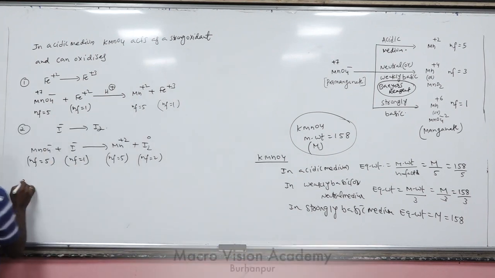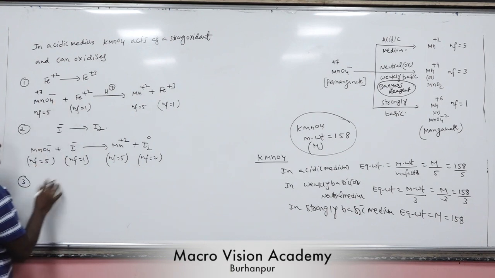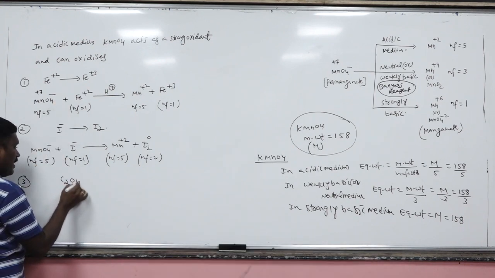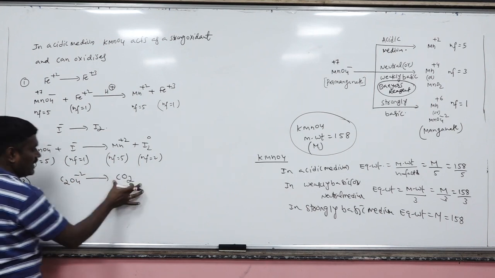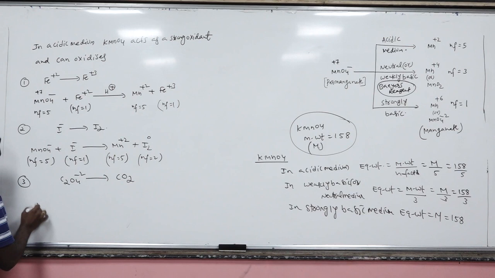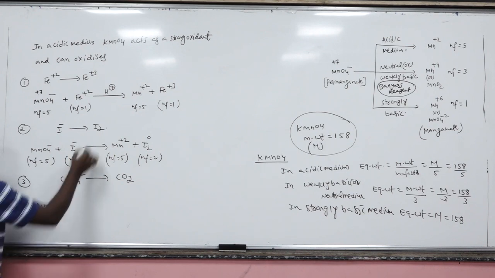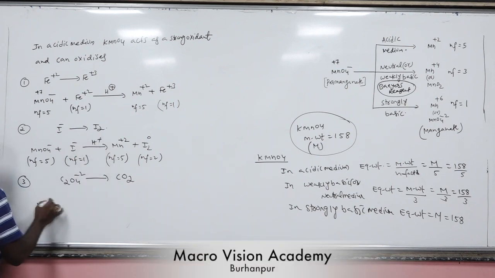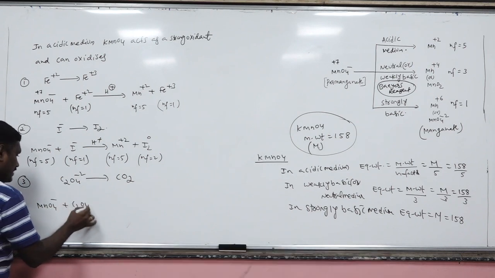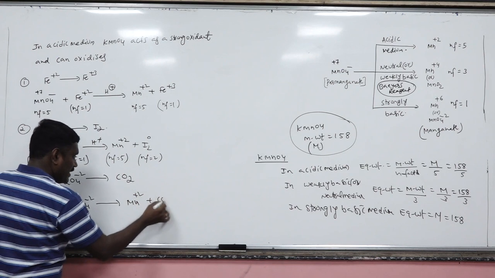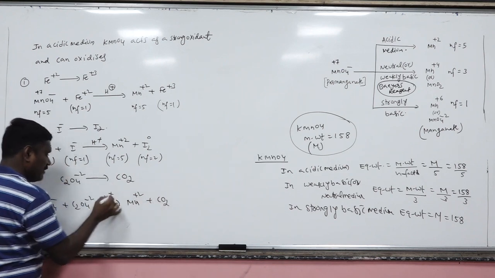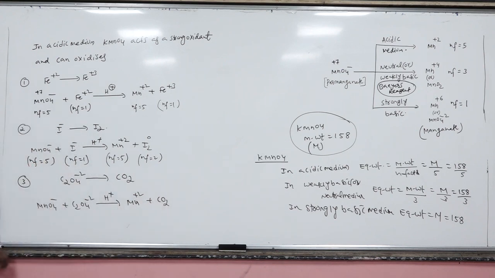Okay. Next one more. Potassium permanganate oxidizes the oxalate into carbon dioxide. Oxalate को कैसे convert करेगा? Carbon dioxide. Now potassium permanganate, all these reactions in acidic medium, oxidizes oxalate into what? Carbon dioxide. In which medium? Again acidic medium. Now tell me the N factor for each species.